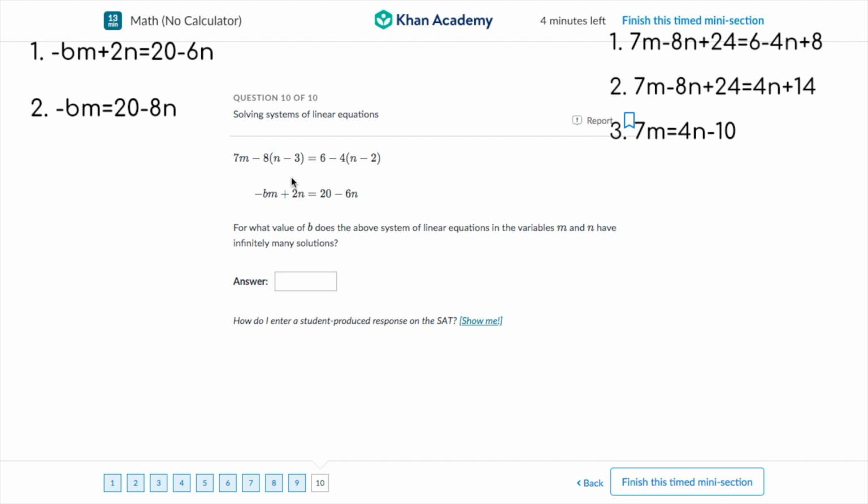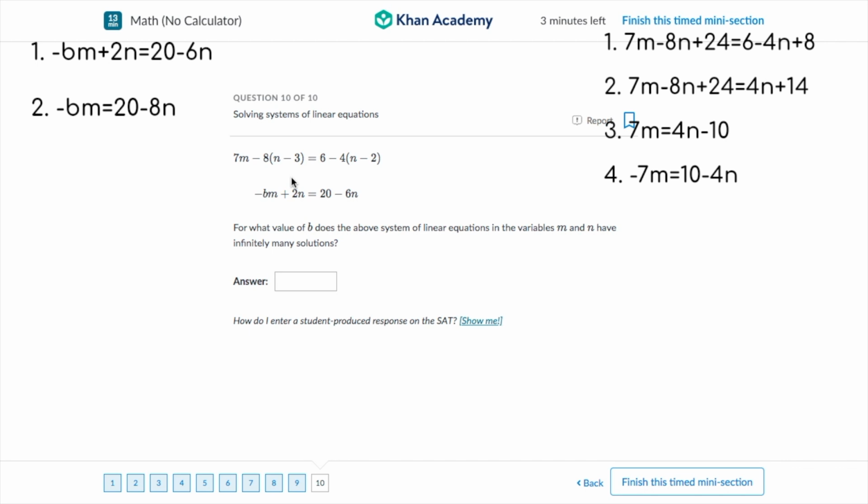So now we have two equations. We have negative bm is equal to 20 minus 8n, and 7m is equal to 4n minus 10. Remember on a previous problem we talked about factors? How one thing was a factor of 2 away, we just had to multiply it by 2? Well, we recognize that here. In one of our equations we have 20 minus 8n, and in the other one we have 4n minus 10. Well, if we flipped over the 4n minus 10 and made it 10 minus 4n, we have to do that by multiplying both sides by a negative.